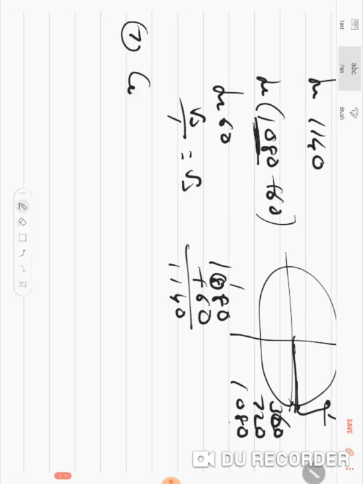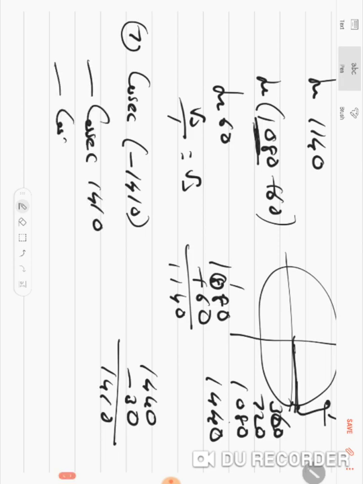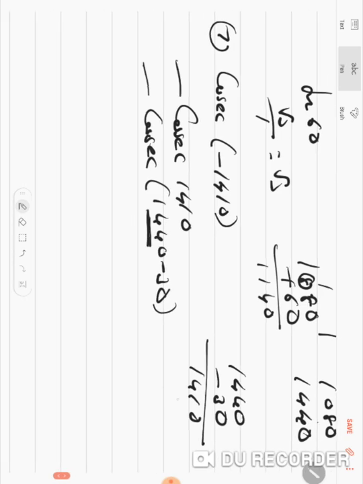Seventh sum, cosecant of minus 1410. What is the next revolution? It is 1440. So 1440 minus 30 will be 1410. Cosecant of minus theta, it's a reciprocal of sine. So sine of minus theta is minus sine theta. So minus cosecant 1410, minus cosecant 1440 minus 30. Even integral, which quadrant?